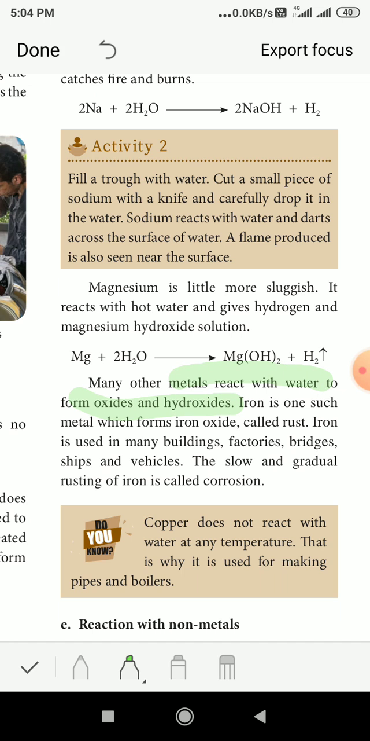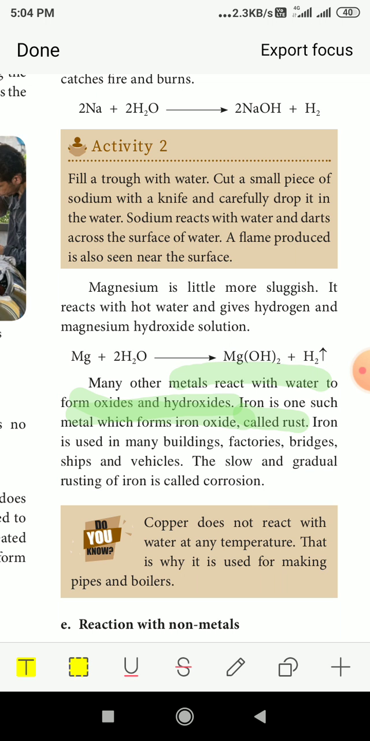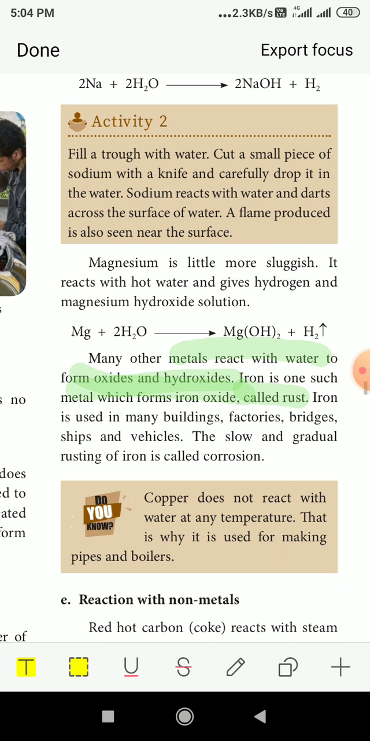Iron is one such metal which forms iron oxide. You know how we get rust. That is because the metal iron reacts with water and oxygen to form iron oxide. In a ship's hull, you have seen when it comes in contact with water, it reacts, and that is how rust is formed.